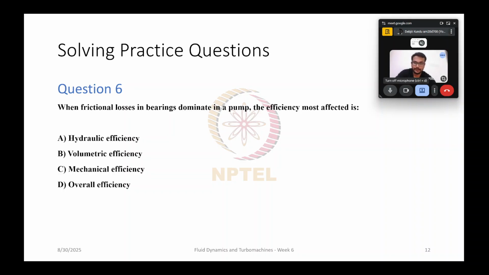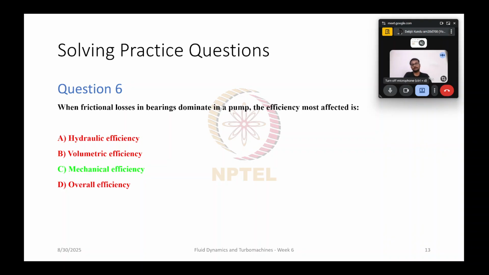Okay, let's take a look at the solution. It's actually option C, the mechanical efficiency. The mechanical efficiency is the efficiency which takes into account all the mechanical losses in the turbine, and one big part of it is the bearing friction losses of the main shaft of the turbo machine. So if frictional losses in the bearings go up, then it's the mechanical efficiency which will be affected the most. Of course, as a result of that, the overall efficiency will also suffer.